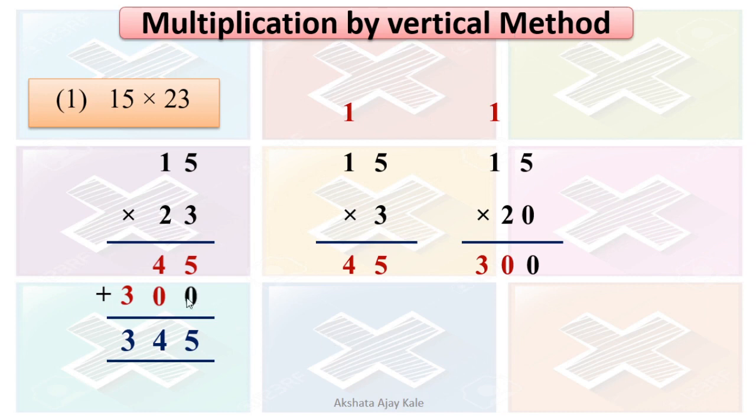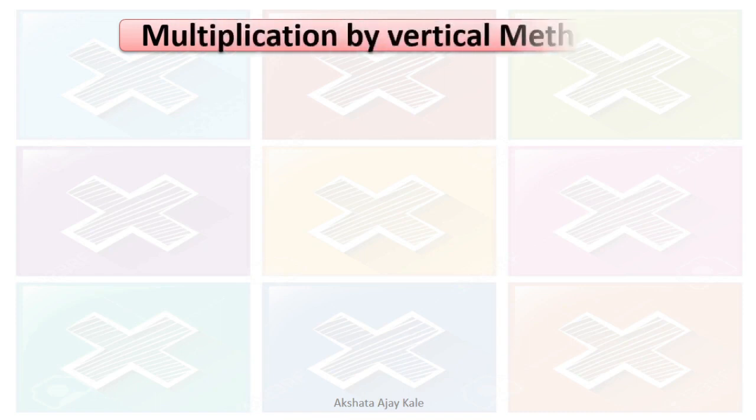Okay, remember this 0. Here we have to give 0 because we are multiplying by the tens place. If you don't give this 0, then you will get the wrong answer. Got this? Okay, we will practice one more so that it will become clear for you.